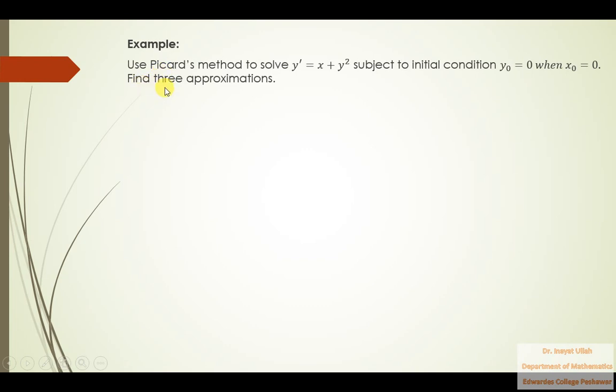And you need to find 3 approximations. So we need to find y1, y2, and then y3. So let us start the solution of this question.